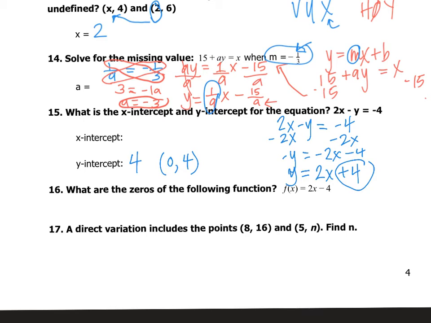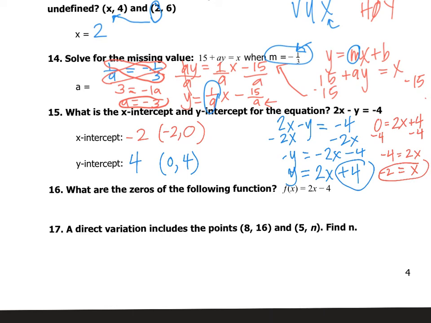So when I plug in 0 for y, I get 2x plus 4. Now I'm going to subtract 4 on both sides, so I get negative 4 equals 2x. I divide by 2 on both sides, so I get x equals negative 2. So that's my x-intercept, and so it's negative 2. And again, if it asks for the ordered pair, then you know that the x value would be negative 2 and the y value would be 0.